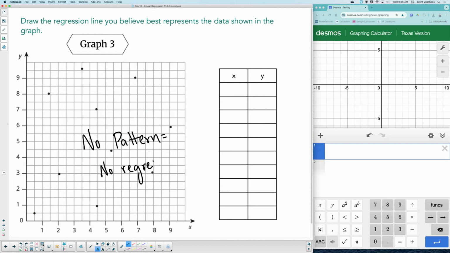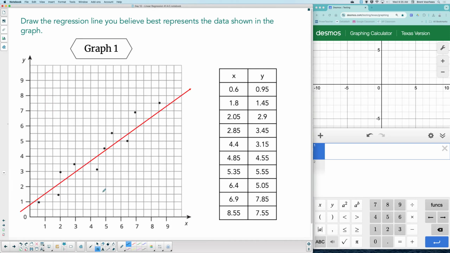So truthfully on this one, I'm okay with it if you took a guess, because I told you to take a guess. You're just following instructions. But truthfully, this does not have regression. What's the difference? Look at these dots compared to the previous two graphs. What did you notice that's different?